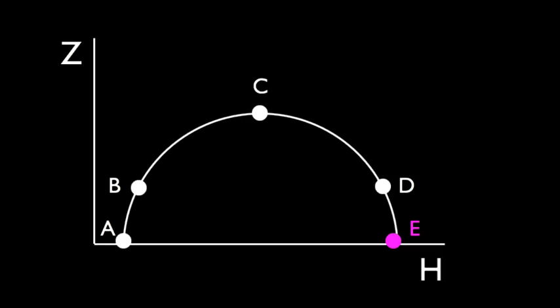Okay, last stop on the rainbow, point E. The first thing to know about a person who resides at point E is that the person is at the highest level of health that is possible. So in other words, the person's like a complete gym rat.